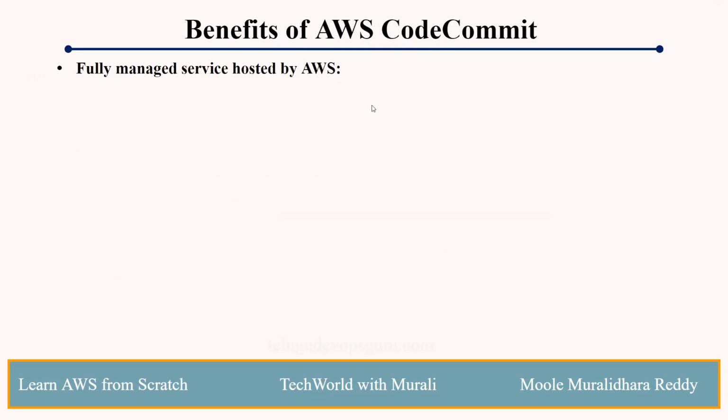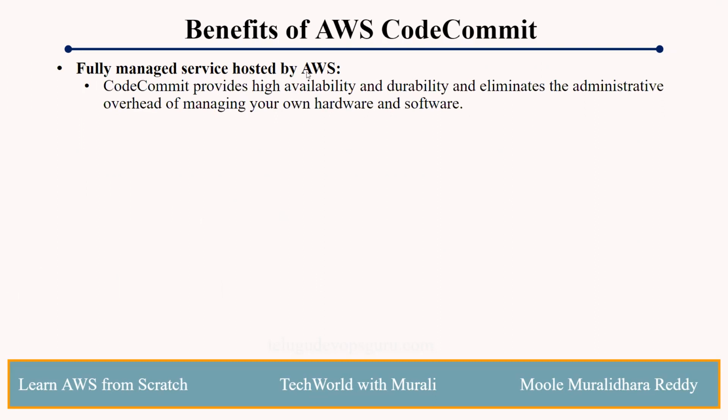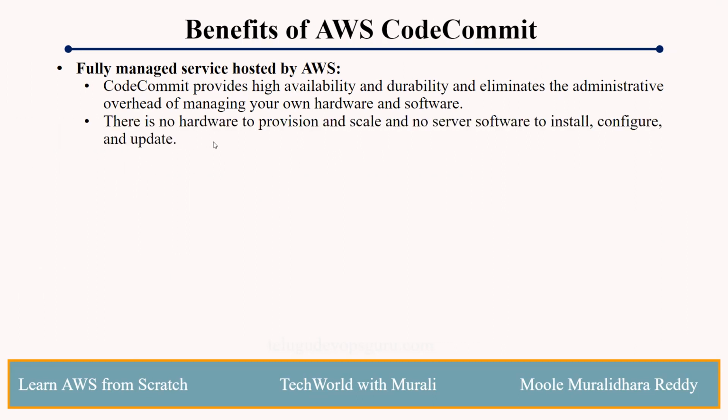Coming to the benefits, there are a lot of benefits of using AWS CodeCommit. The first one is that it is a fully managed service hosted by AWS. CodeCommit provides high availability and durability and eliminates the administrative overhead of managing your own hardware and software. Next, there is no hardware to provision or scale, and no server software to install, configure, and update. We don't want to do anything. Everything will be managed by AWS only, because it is a fully managed service hosted by AWS. We just use that service and pay based on what we use.